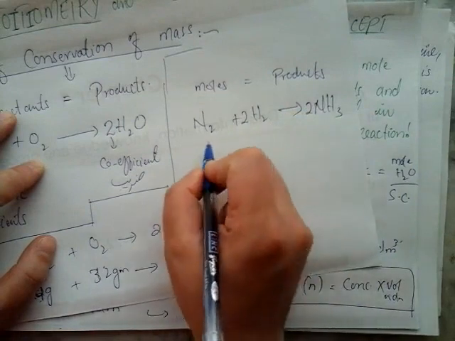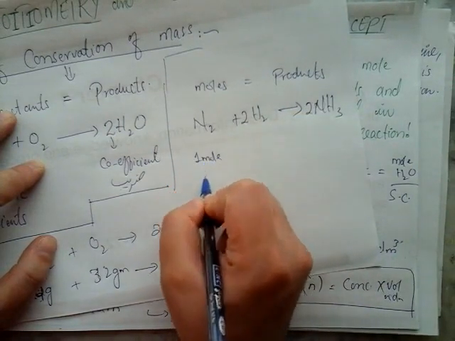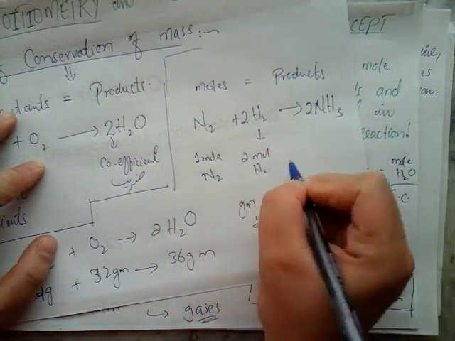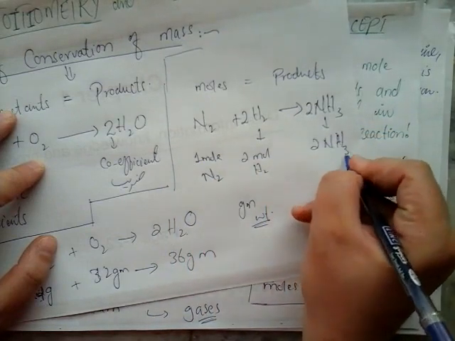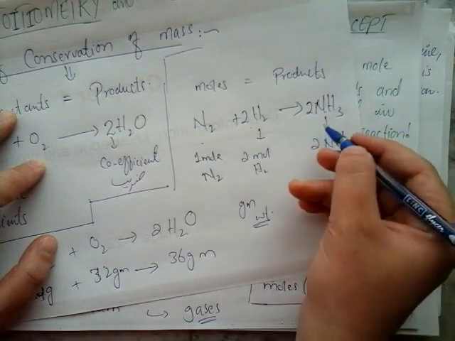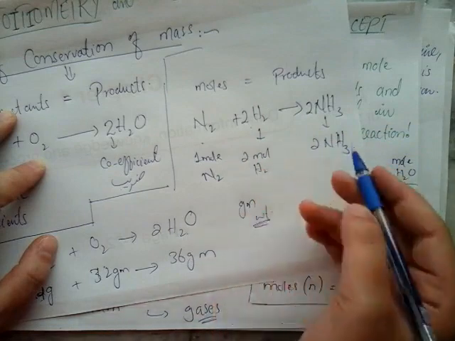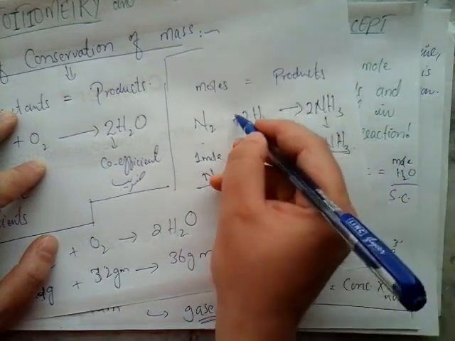Okay, now here there may be 1 mole of nitrogen, and 2 moles of hydrogen, H2, giving 2 moles of ammonia. Is that clear? 2 plus 1 is 3, but here we get 2 moles, which is impossible. So in the same way we cannot add the moles.